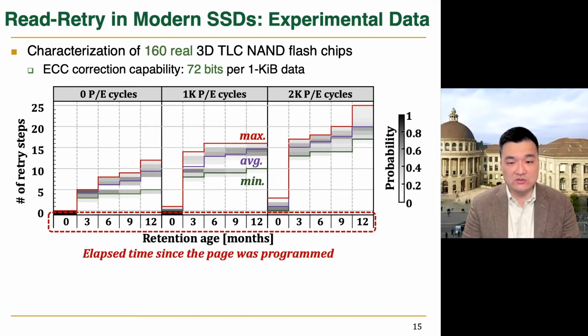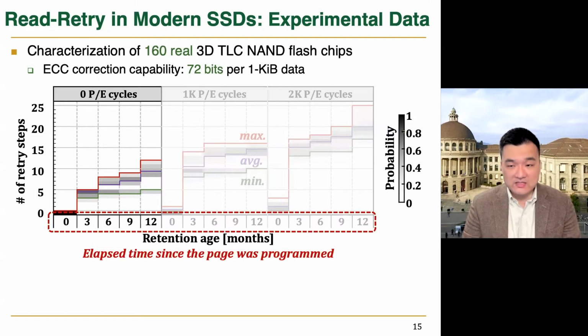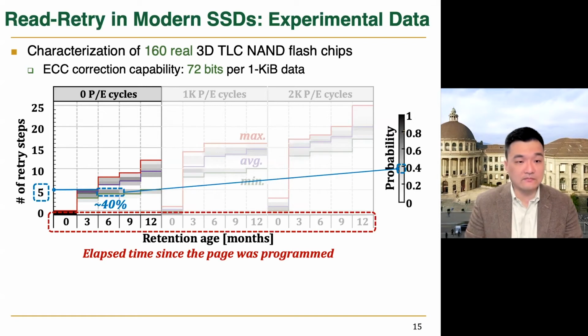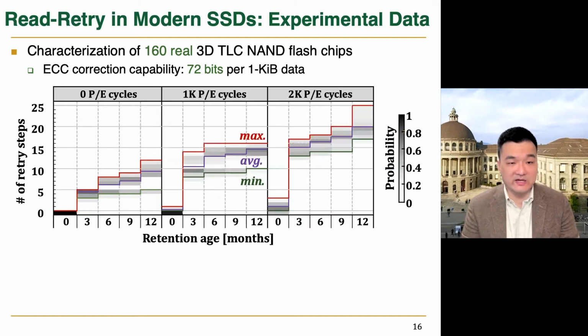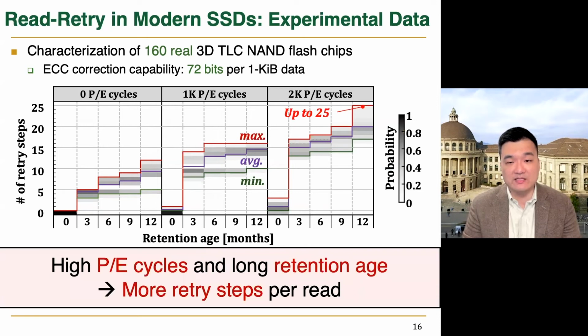The y-axis shows the number of retry steps per read, and each cell in the plot represents the probability of a read incurring the corresponding number of retry steps using different colors. For example, under a 6-month retention age at 0 P/E cycle, a read request incurs 5 retry steps with a probability of around 40%. In this experiment, we observed that under high P/E cycle count and long retention age, the number of read retry steps significantly increases up to 25 retry steps.